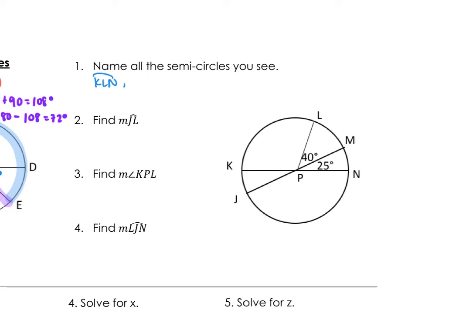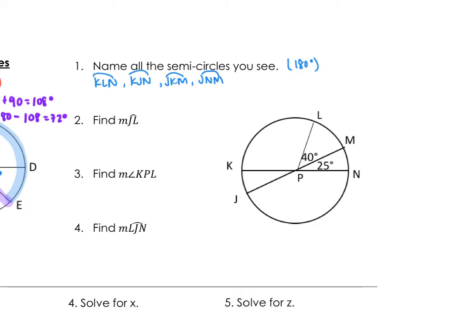Okay, and then we can do the other side. So KJN. And then another semicircle I see, I have this diameter right here, JM. That means I have JKM. And then I have the reverse side, so the other one would be JNM. So remember, semicircles mean 180 degrees, and that's going to help you solve for the missing parts.